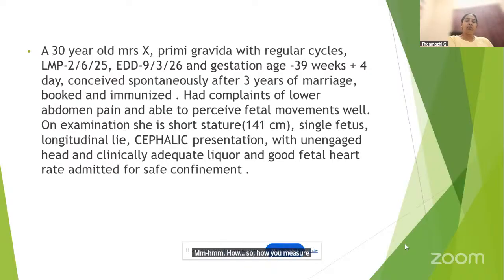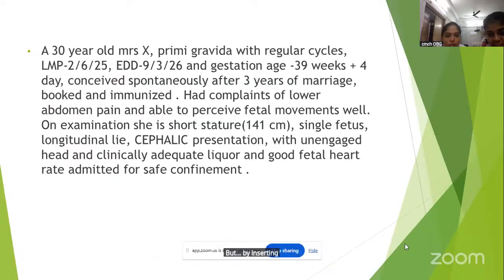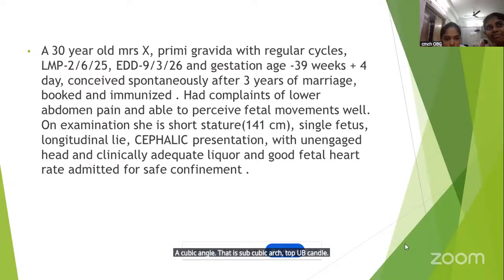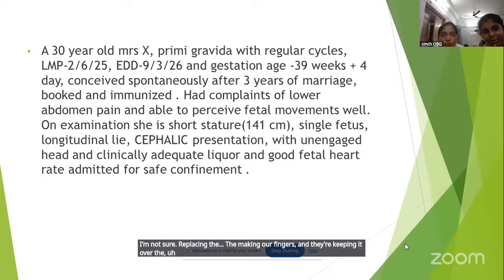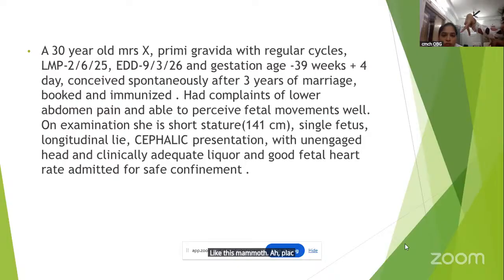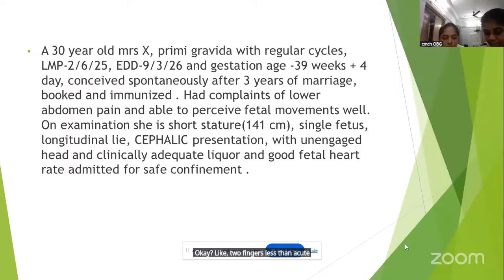How do you measure the subpubic angle? By inserting two fingers below the subpubic arch. The subpubic angle should be measured by making an inverted V with our fingers and keeping it over the arch, ma'am. Like this, ma'am. The fingers should be divergent, like this, at 90 degrees or more than 90 degrees. When it is narrow, it is like this, like two fingers, less than 90 degrees, an acute angle.